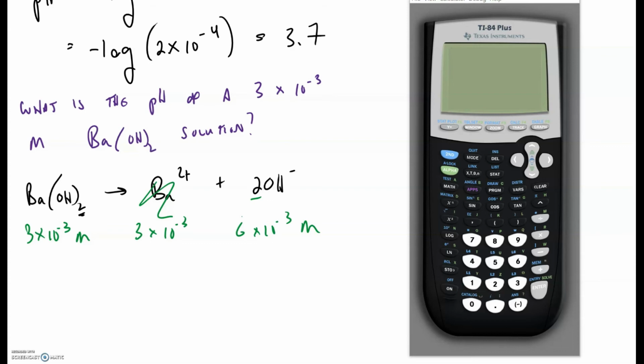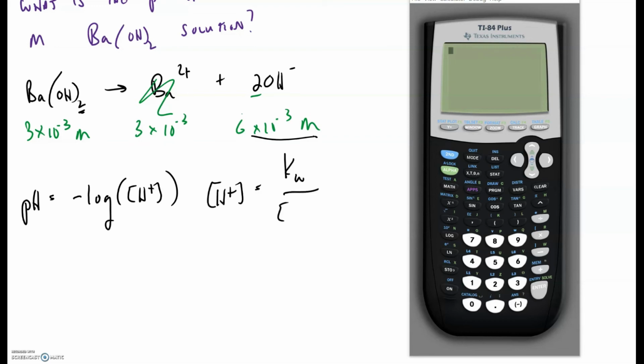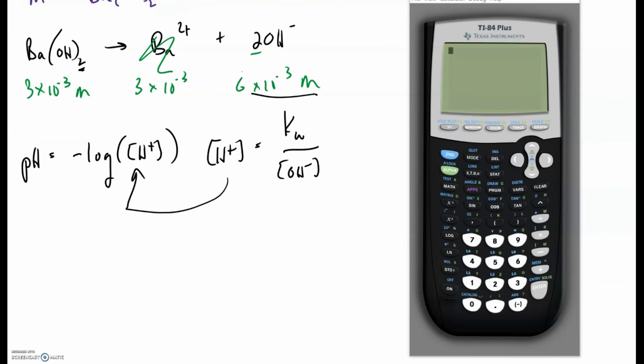Now, we want to get this into pH. There's a couple ways we could do this. We know that pH is equal to negative log of the concentration of H+. Well, that doesn't help us here because we have OH minus. So, a couple things that we could do. We could find H+ from OH minus by using our equation where we divide Kw by OH minus, and then we can simply plug that in here. Let's do that, and then we'll compare it to the other technique.